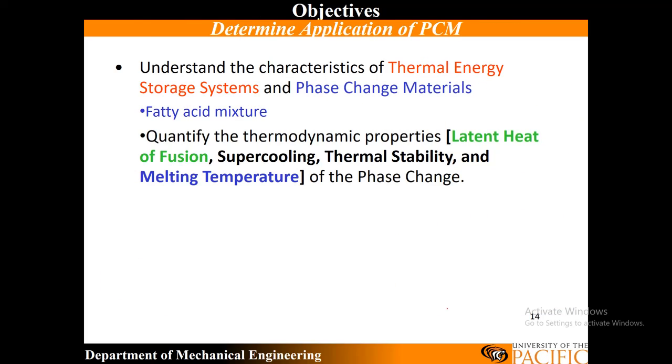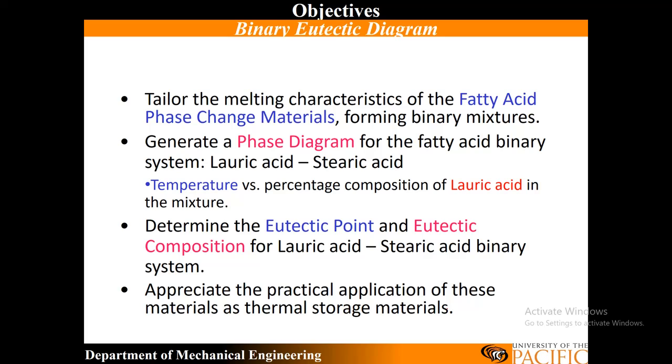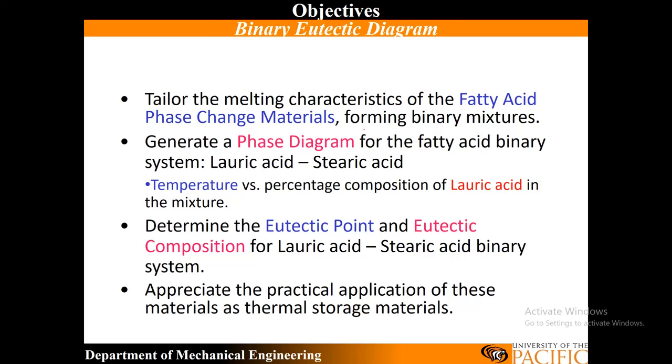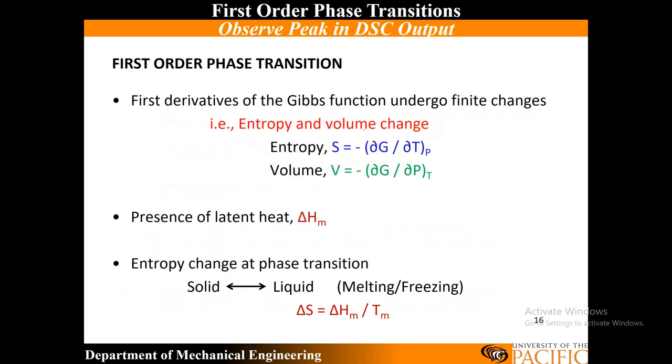So the key thing is we are going to be investigating these types of PCM materials, lauric and stearic acid, and figure out what our delta H is, what our TM is, what our degree of supercooling, delta T, is, and what our thermal stability is. That's going to be a qualitative value that we'll state, so good thermal stability or poor thermal stability. We're also going to be developing phase diagrams, which we'll get into in just a second.